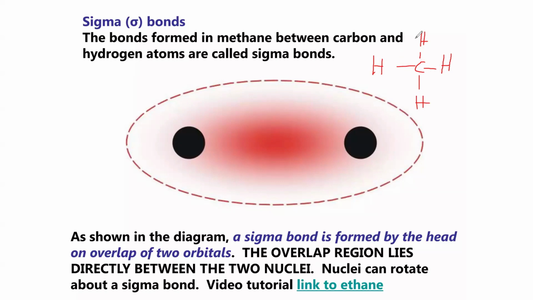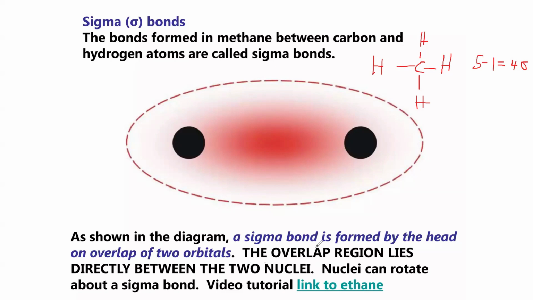So it means that in this structure, we have 1, 2, 3, 4, 5 atoms. If you want to calculate the number of sigma bonds in a particular compound, you count the atoms and subtract 1. So you have 5 atoms: 4 hydrogen and 1 carbon. You say 5 minus 1, we have 4. So it means that we have 4 sigma bonds in this compound.